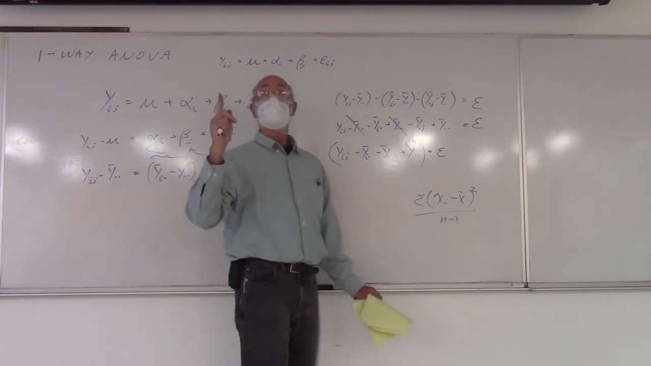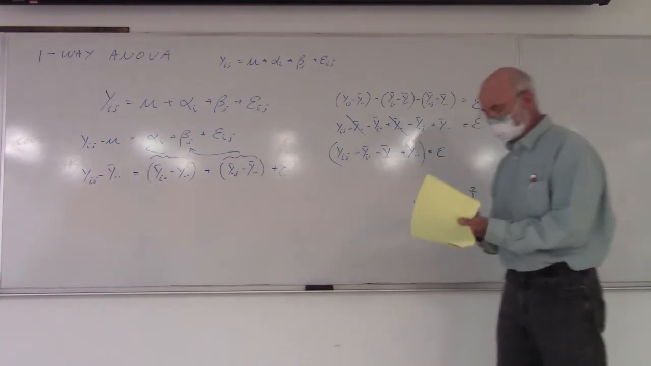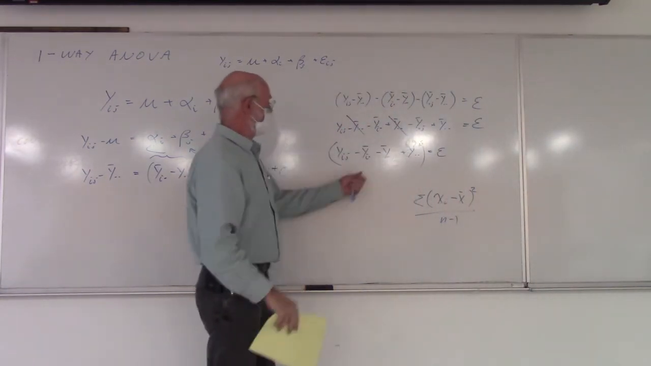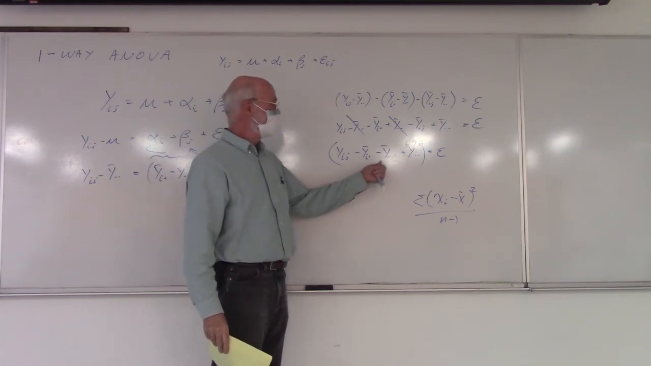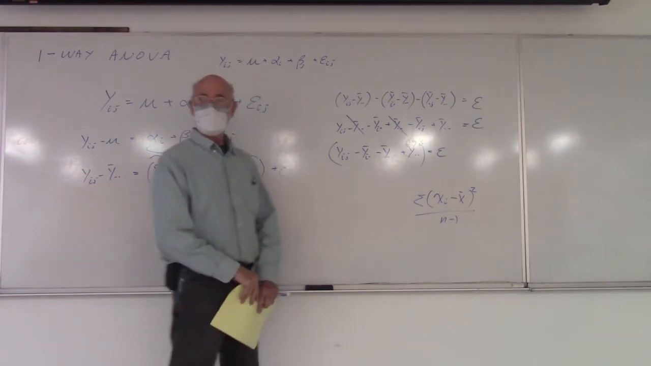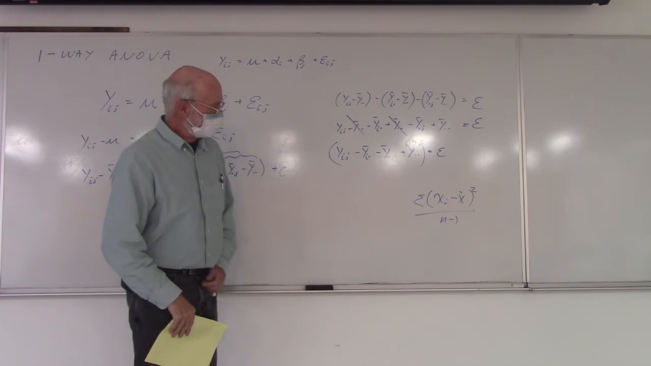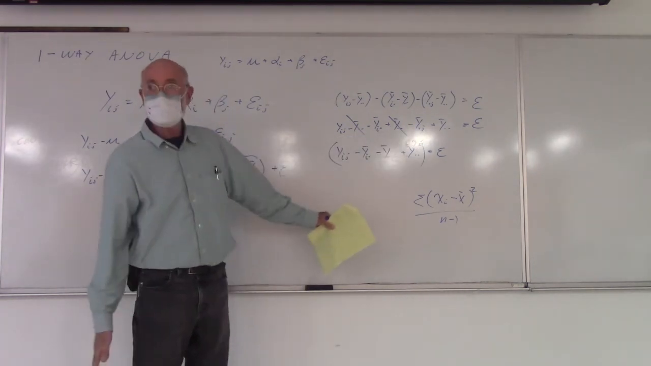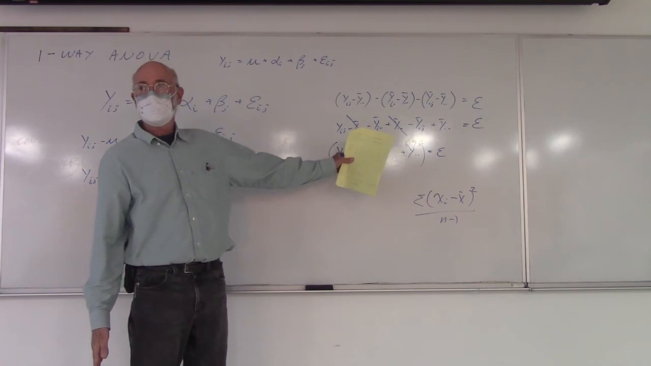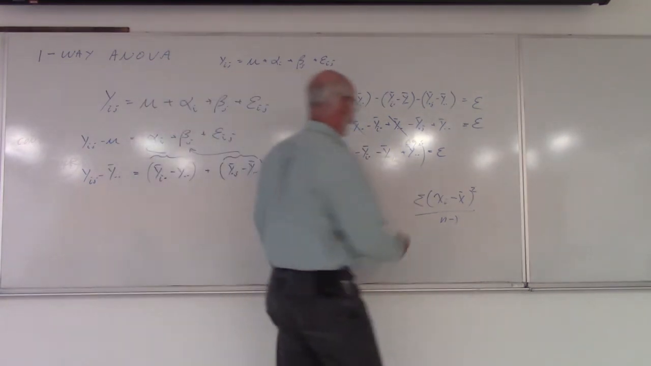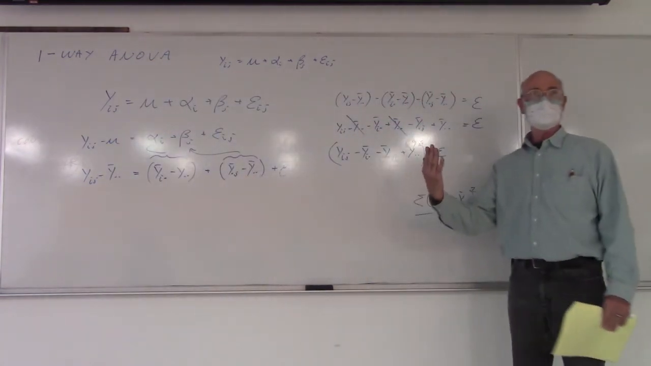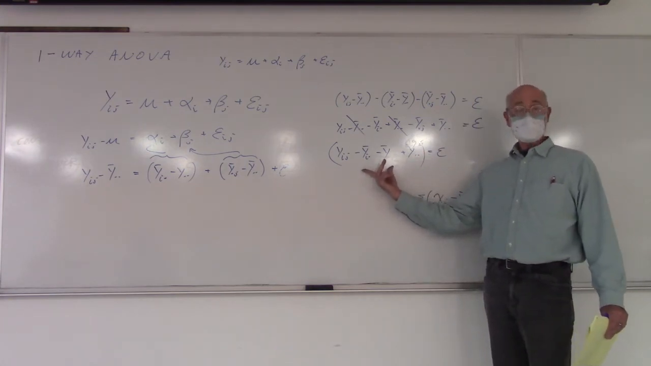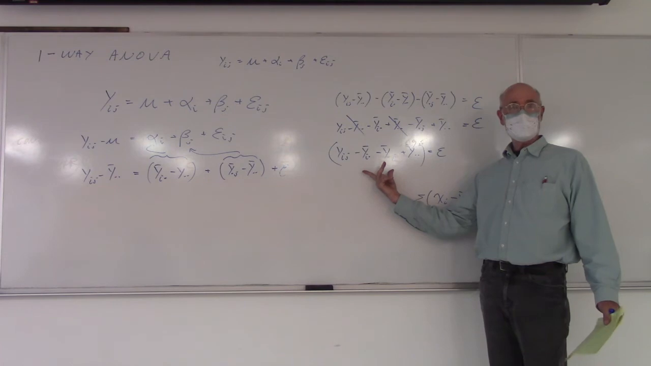Here's another way to think about it. Here, we're going in the I direction. Here, we're going in the J direction. So we're subtracting off the I direction, and then we're subtracting off the J direction. And now we're going to add it back by coming back up the middle. So in that sense, it's nice and orthogonal. It makes perfect sense.